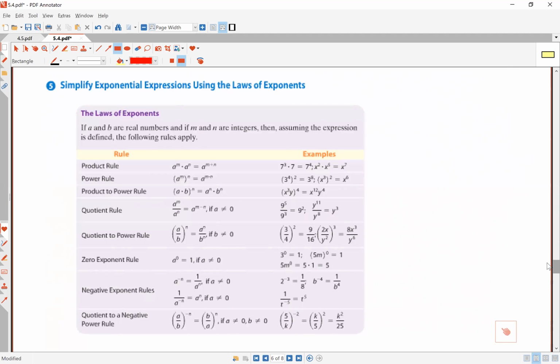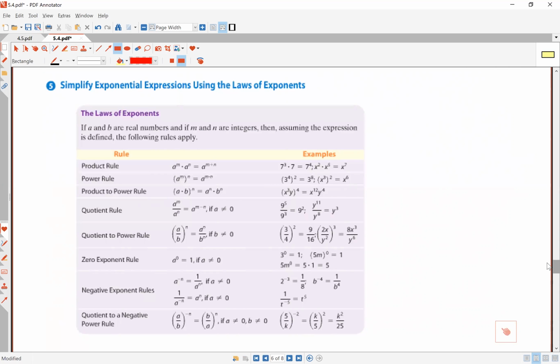The product rule, we add the exponents. The power rule, we multiply. The product to a power, we distribute the exponent. The quotient rule, we subtract the denominator's exponent from the numerator's. Quotient to a power, both the numerator and denominator get the power. And the zero exponent rule, anything to the zero power is 1.